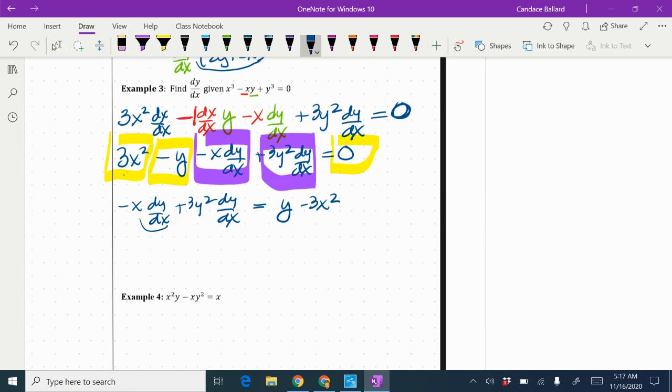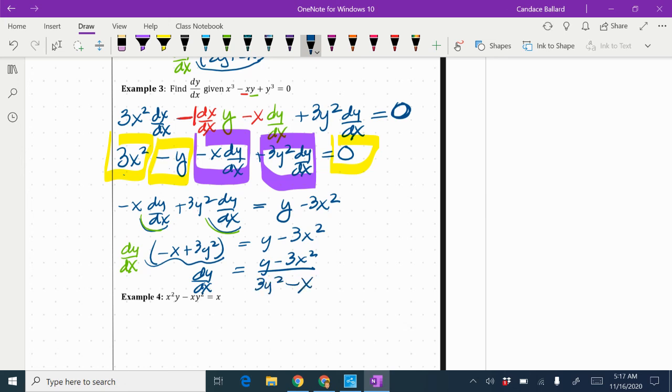I now am going to factor out this dy/dx. So I'm taking out the greatest common factor of dy/dx. And we are left behind with negative x plus 3y squared equals y minus 3x squared. I'm going to take this and divide it to the other side. At the same time, I'm going to choose to reverse the order just so I don't have a negative in front. You don't have to do that. So I'm going to say 3y squared minus x.